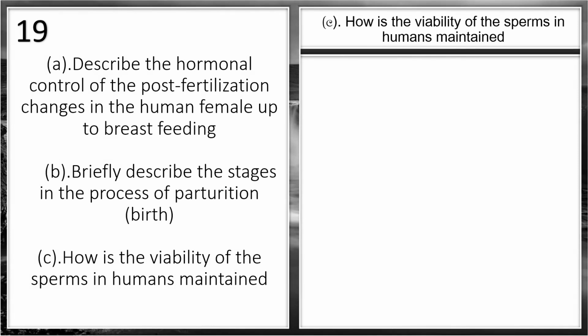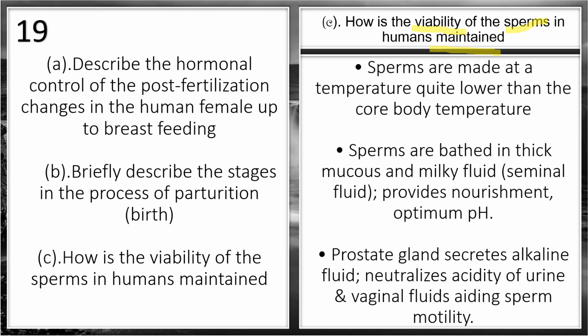Part C. How is viability of the sperms in humans maintained? Sperms are made at a temperature quite lower than the core body temperature. Sperms are bathed in a thick mucus and milky fluid, the seminal fluid, which provides nourishment and optimum pH.